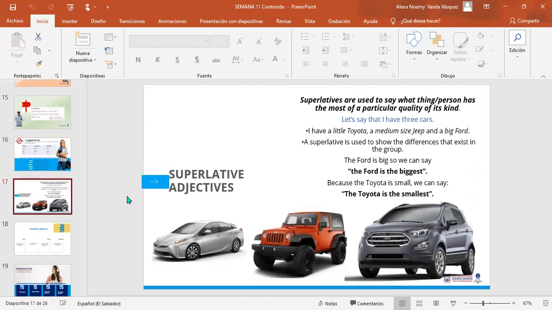And guys, here I present to you some examples. Here we have a Toyota, a medium-sized Jeep, and a big Ford. A superlative is used to show the difference that exists in the group. For example, the Ford is big, so we can say the Ford is the biggest. Because the Toyota is small, we can say the Toyota is the smallest.